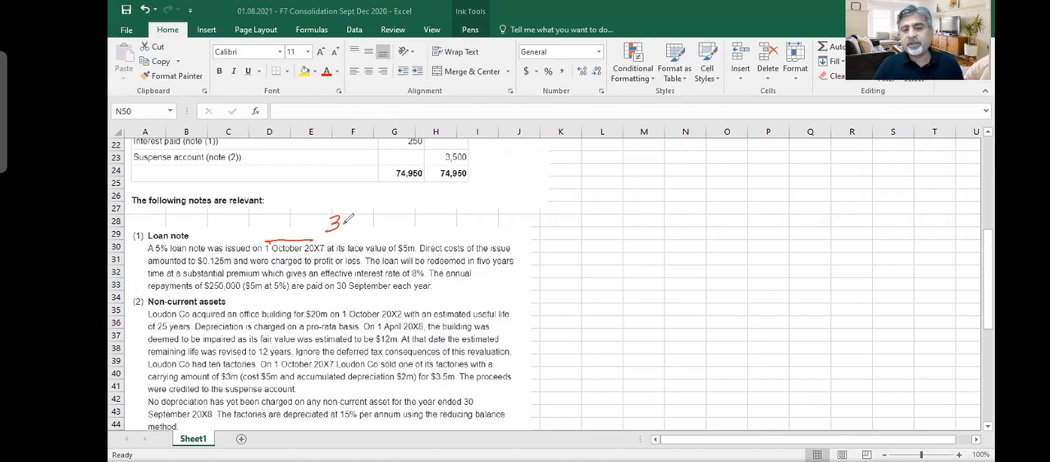I know that we are preparing financials on 30th September 2008, and the loan note was issued on 1st October 2007, which means that it is a full 1 year, and that makes our life easy. Because sometimes they issue the loan note probably on 1st of April 2008. Then you would have to consider 6 months interest. So it is a full 1 year.